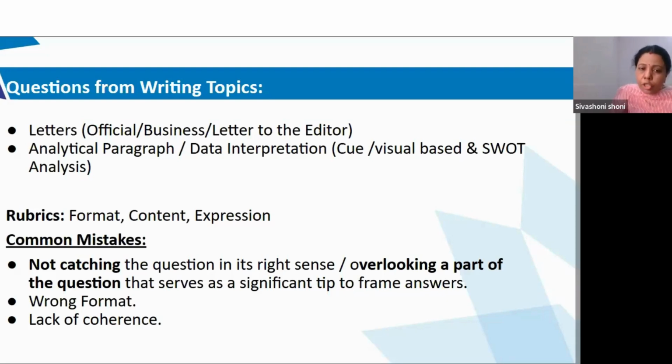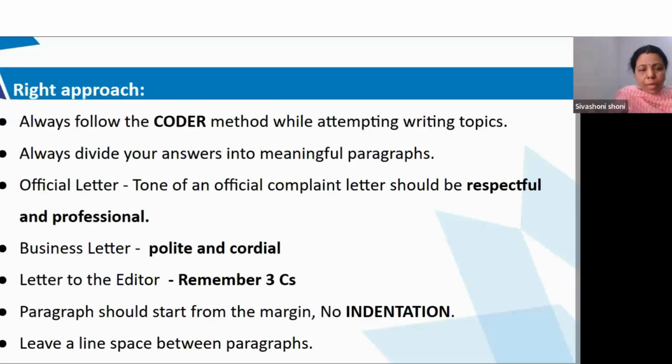If you read the question, ensure that everything is covered so that your content is done, and please don't go with the wrong format and lack of coherence. This is the place where generally the children lose marks. In the writing topic, always follow the CODER. CODER is collect, organize, draft, edit, and read. So let me take only the first two letters, C and O.